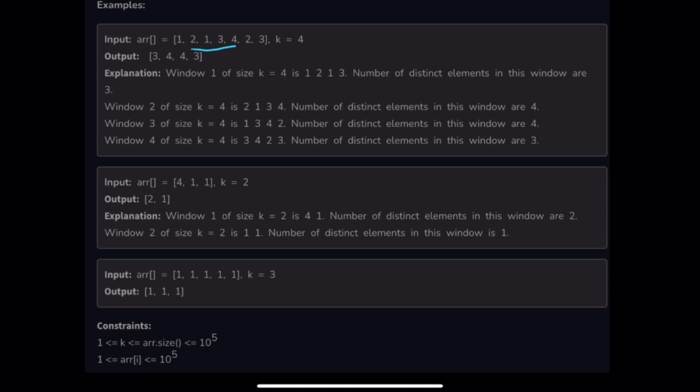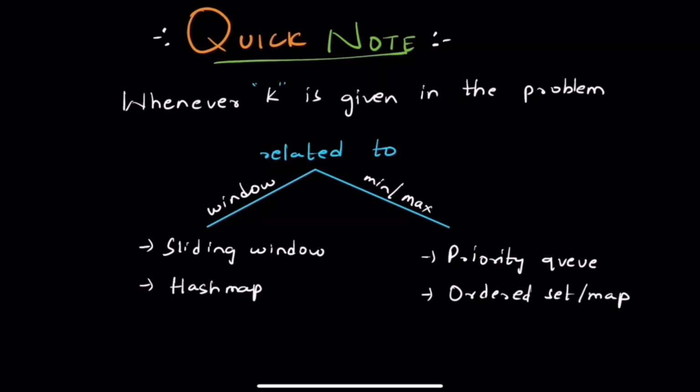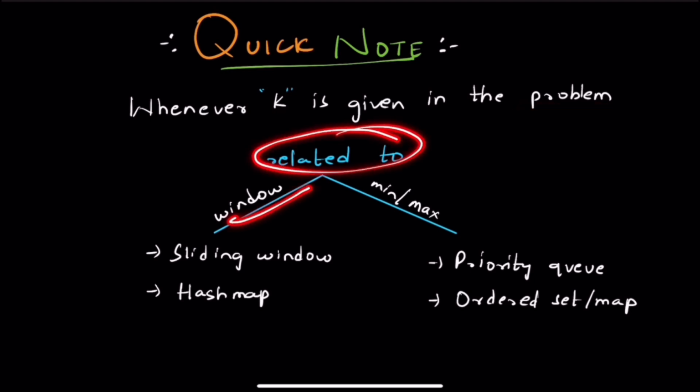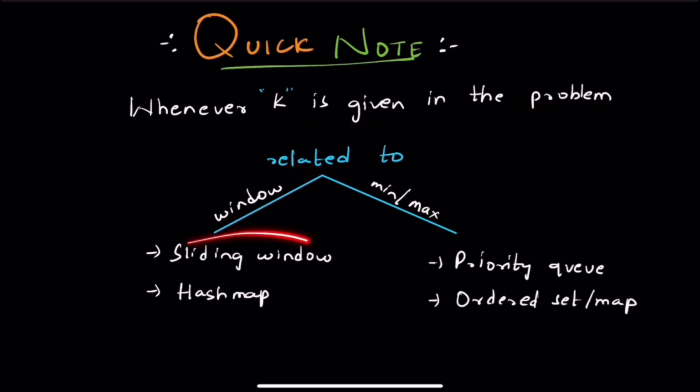Now, since we have understood the constraints and got the idea about time complexity, let's take example 1 as reference and try to find a few observations from it, which will build our intuition to solve the problem. Before jumping into the example dry run, there's a quick note here which will greatly help in identifying these kinds of problems. I personally use this trick whenever we have k in the problem. Whenever k is given and the problem is related to a window, then we should be thinking about the sliding window and the hash map, or the combination of both.